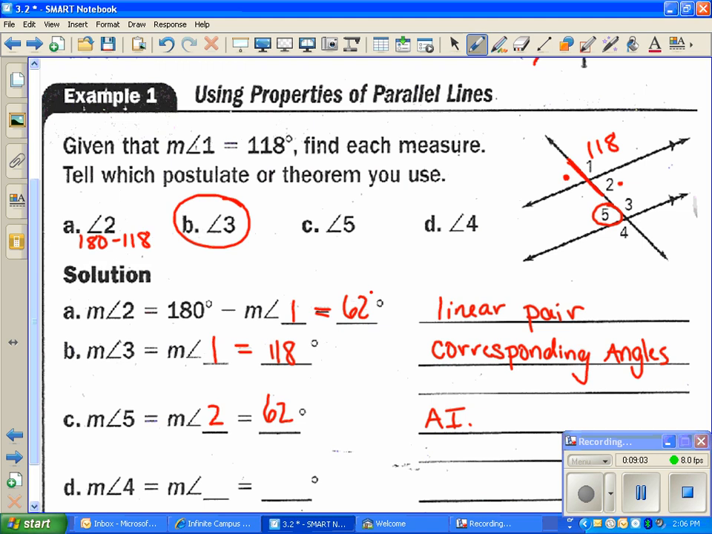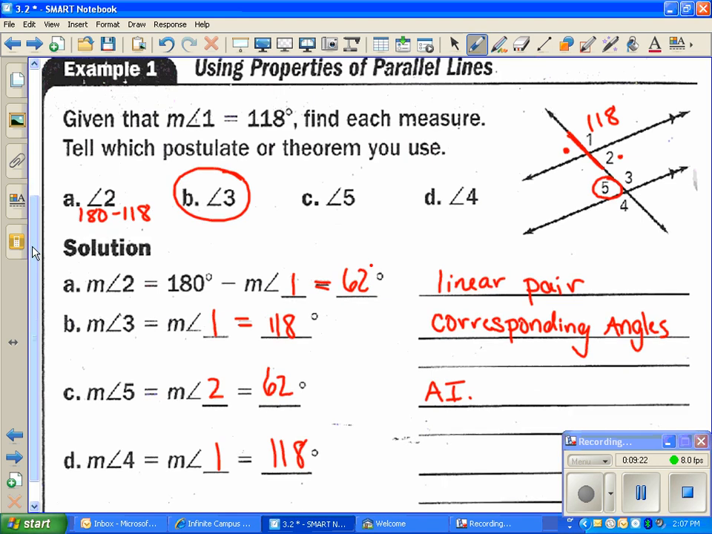All right, now let's look at angle 4. What do you think angle 4 is? A couple different answers you could get. The same number you're going to get, but a couple different ways to get it. It is the same as 1, and that is 118. Now, why did you say it's the same as 1? Good. It's alternate exterior angles. You could have said it was the same as 3 and called it vertical angles. Don't care. Either one of those would be correct.